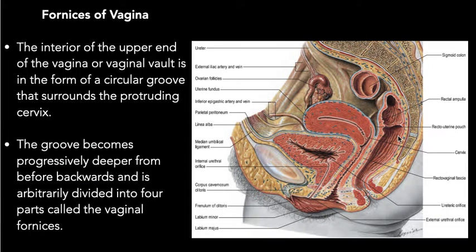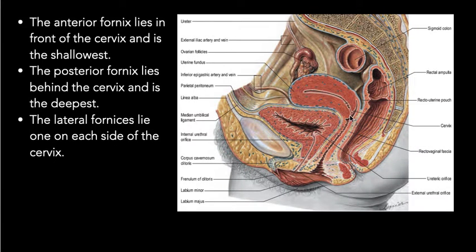Now, coming to the fornices of the vagina, the interior of the upper end of the vagina or the vaginal vault is in the form of a circular groove that surrounds the protruding cervix. This groove becomes progressively deeper from before backwards and is arbitrarily divided into 4 parts called the vaginal fornices. The anterior fornix lies in front of the cervix. This is the anterior fornix, and this is the shallowest. This is the posterior fornix lying behind the cervix, and it is the deepest. On either side, we have the 2 lateral fornices.